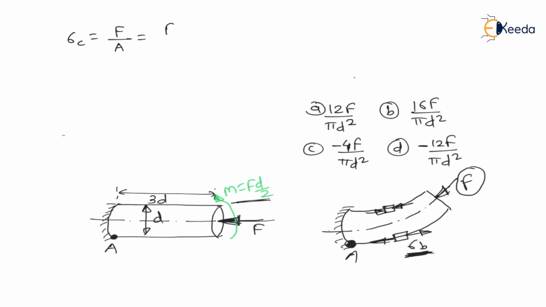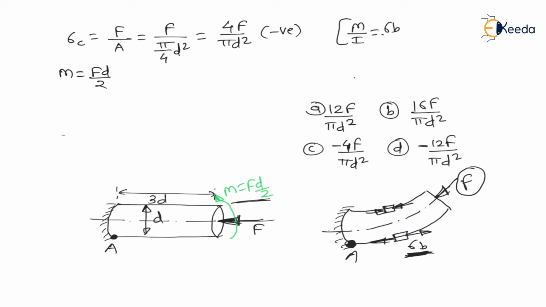Now force divided by area, circular cross section, pi by 4 d square. Therefore if I simplify this, 4 will go up, 4F divided by pi d square. And as it is compression, it is negative stress. Now we will calculate bending stress. What is the bending moment over here? Bending moment is nothing but F d by 2. Now what is the bending equation? The flexural equation is M by I is equal to sigma b by y is equal to E by R. So sigma b is equal to M by I into y, that we have to calculate.